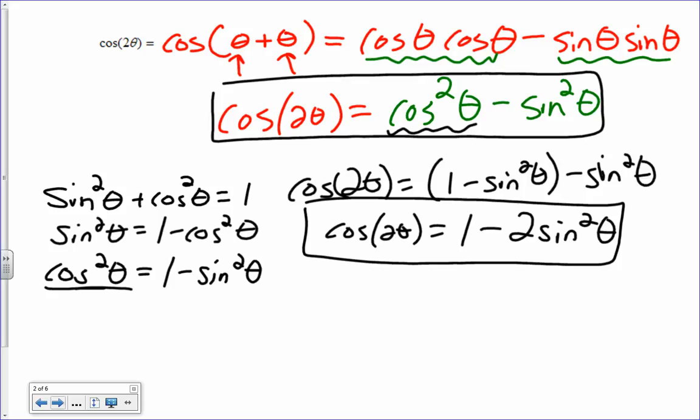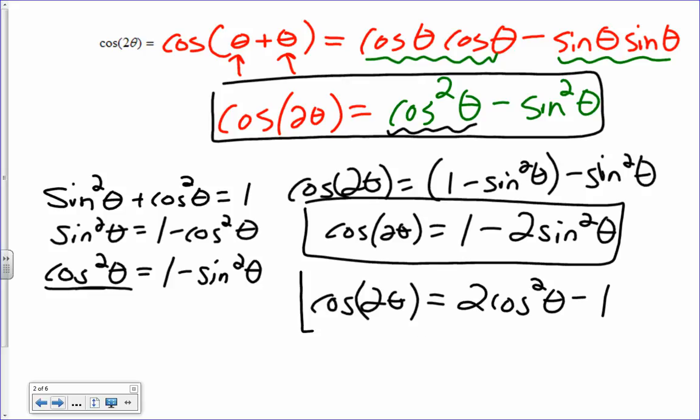Or if I go back to this one that we started with, I can replace sine squared, right? And if you do that, I'll just write this one down for you. Which one haven't I written down yet? That one. It becomes... so there are your 3 options for that one.